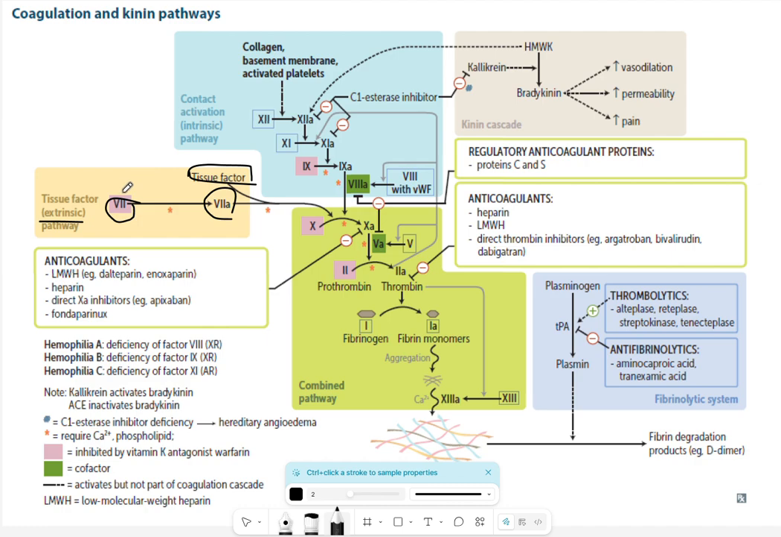And that is going to bind to the 7 and make it into 7A. Whenever we say A, we're saying that something is activated, right? And whenever we have these red stars, this basically means that this step requires calcium and phospholipids. Okay, so now the extrinsic pathway is triggered, and we're moving on to creating factor 10A from factor 10. Another thing, this also requires calcium and phospholipids, right?